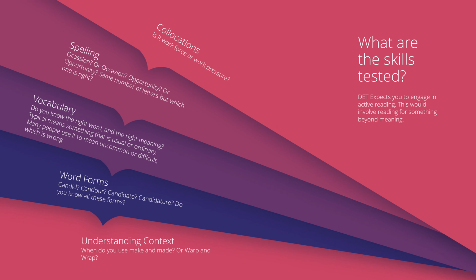But first, let us look at the skills that you need. So what are the skills that the DET tests you on? The first skill that the DET obviously tests you on is your ability to understand the context. So when do you use the word make versus the word made? Or when do you use the word warp and when do you use the word wrap?